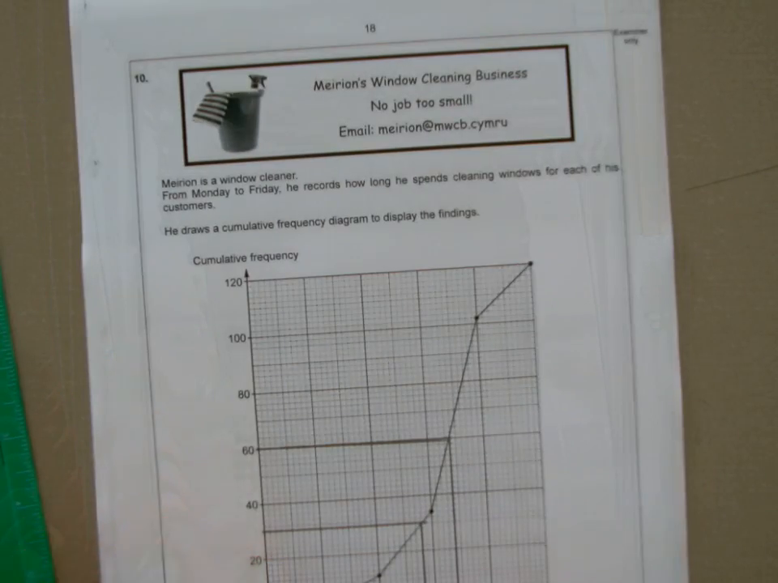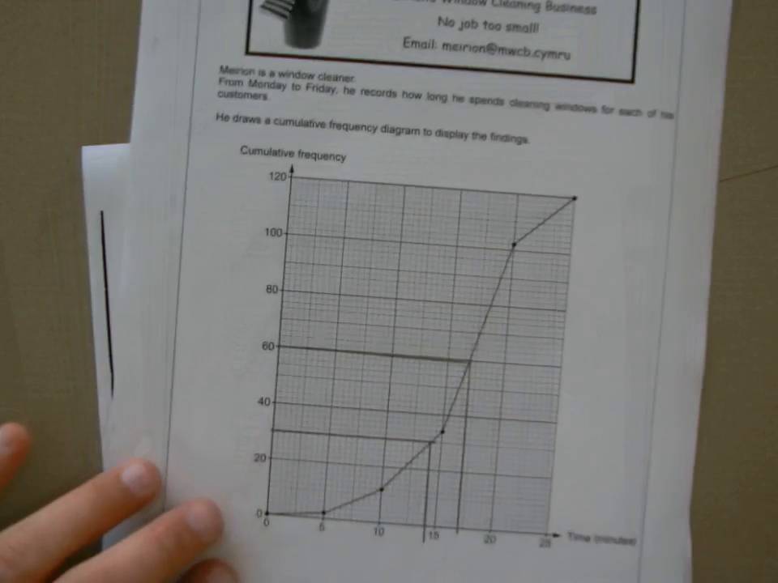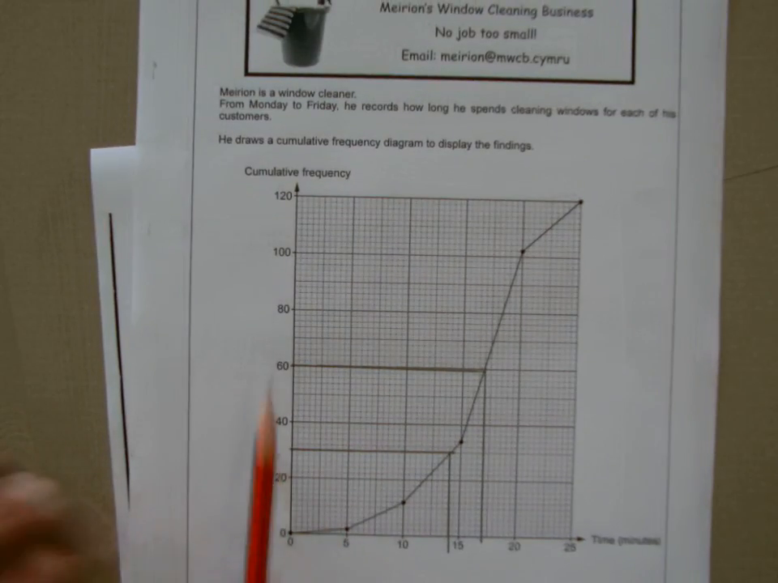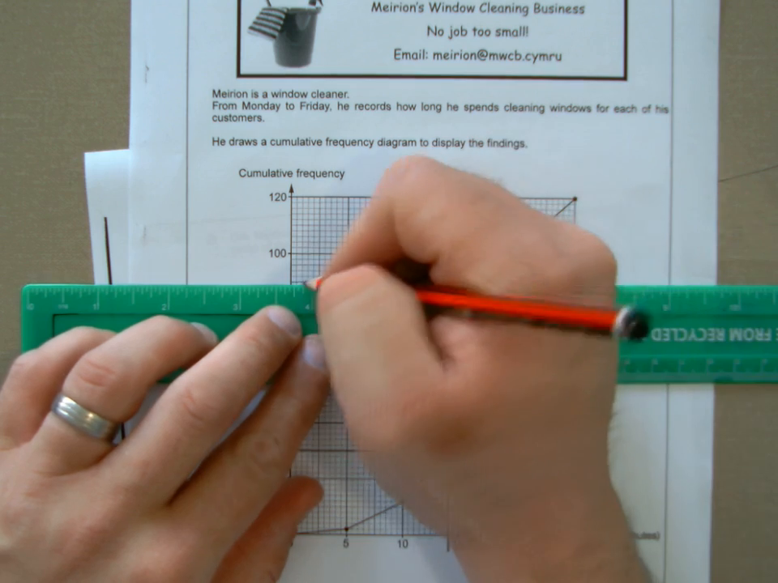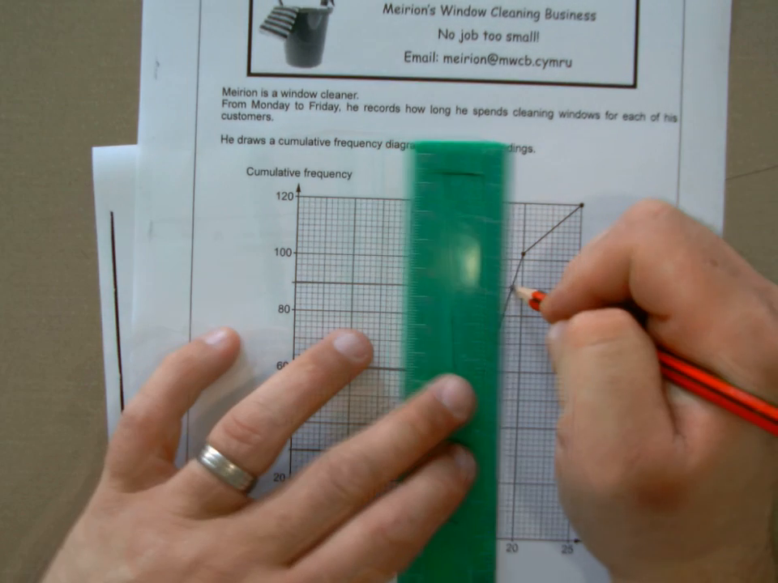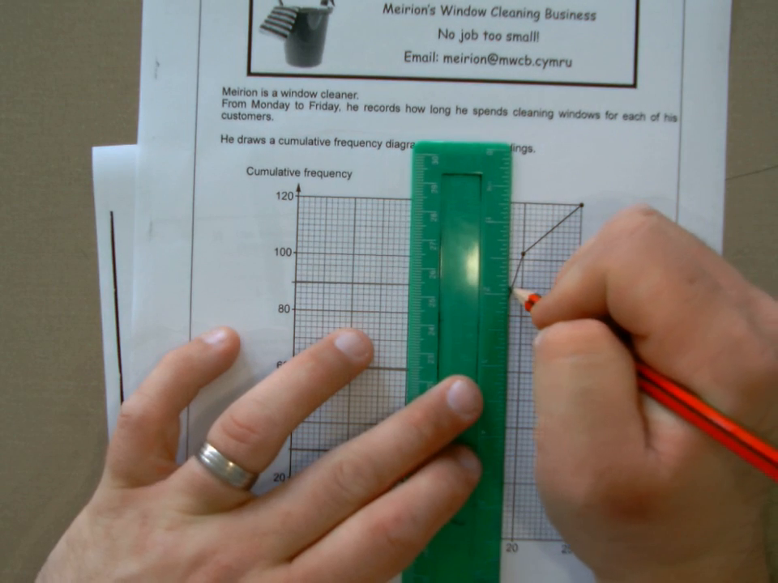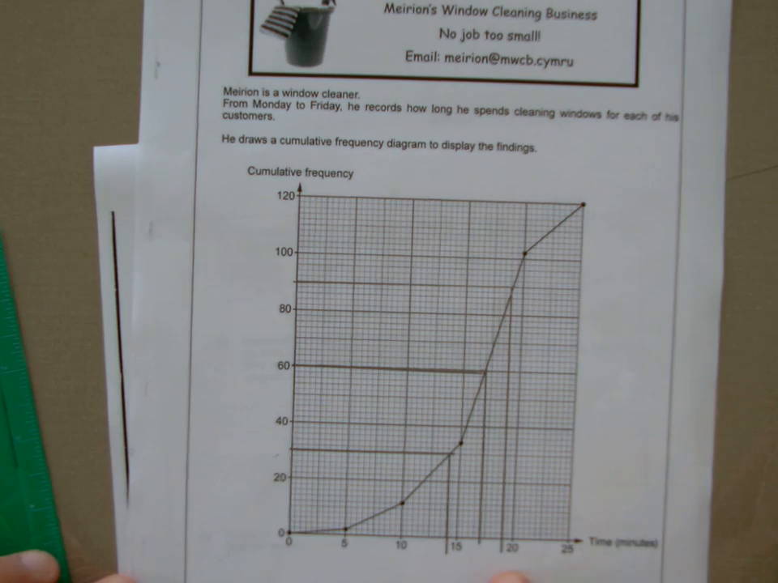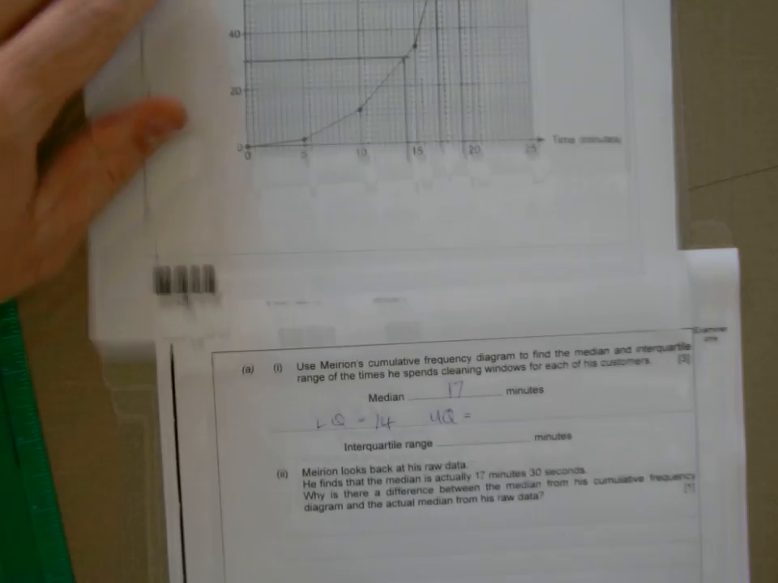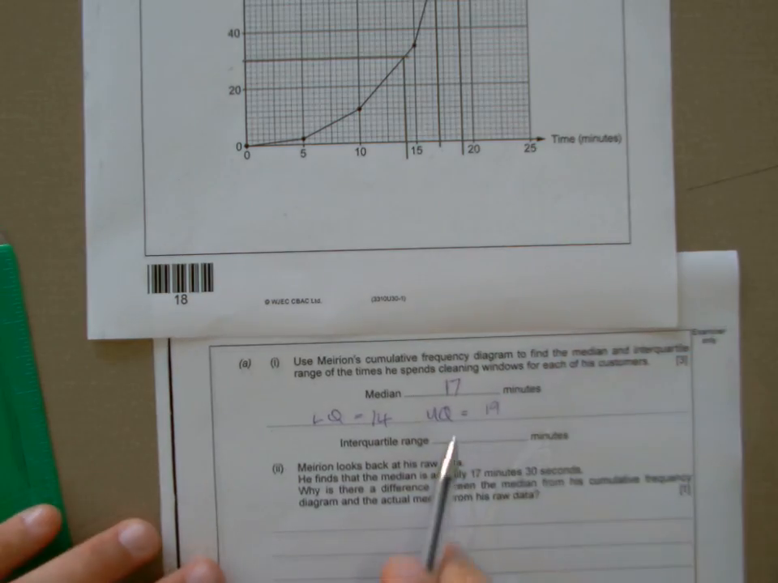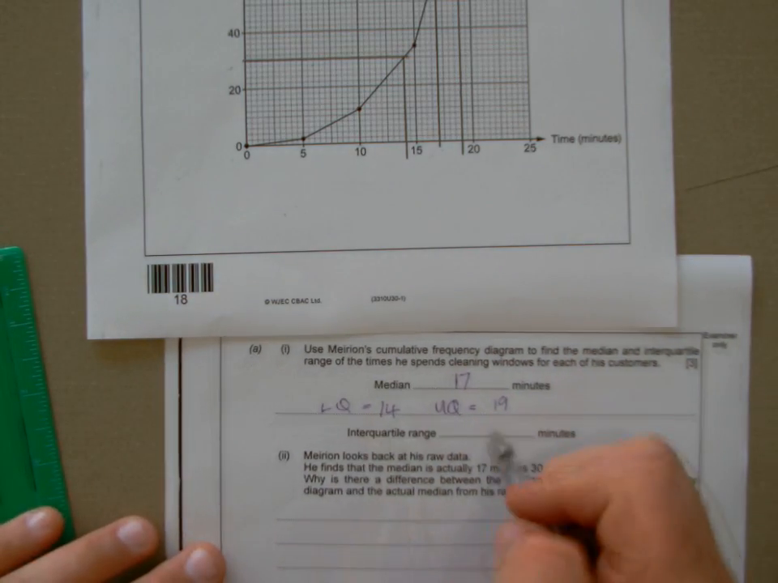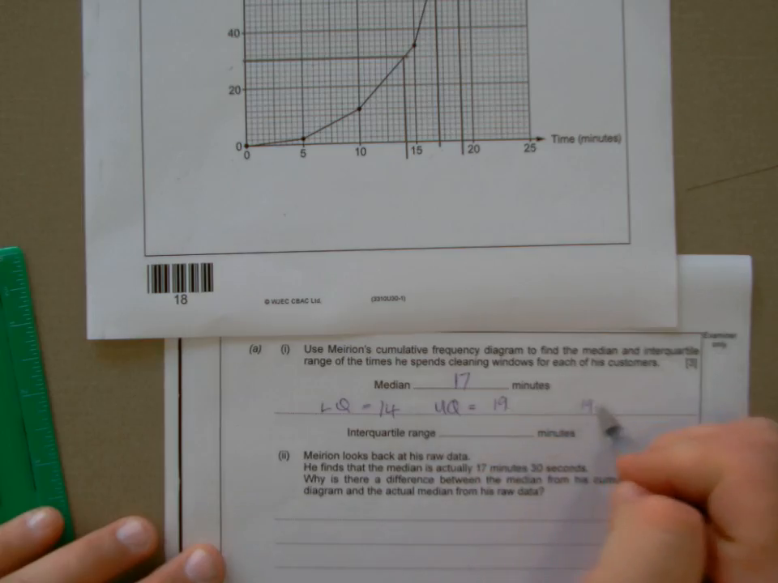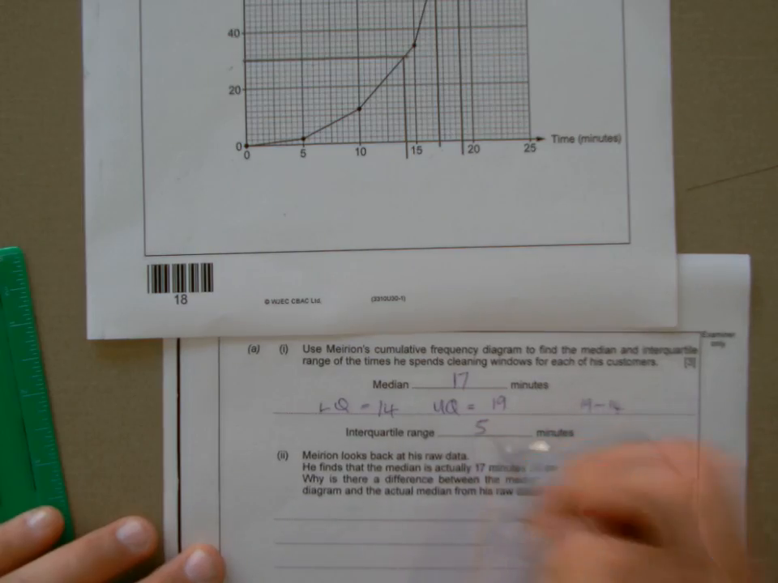And if we do the upper quarter, the upper quarter will be 3 quarters. So if a quarter is 30, 3 quarters will be 90. We read across at 90. And that turns out to be 19 down there. So the upper quarter will be 19. So then to get the interquartile range, you just take the upper quarter, take away the lower quarter. So 19 take away 14 will be 5 minutes.